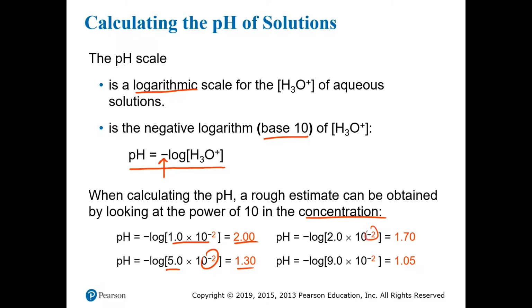Here you can see for all these examples, you have 10 to the minus 2 as the power of 10, and just varying coefficients for the concentration, and all of these pH values are within 1 pH unit of 2. Now this depends on making sure that you have the hydronium concentration expressed in proper scientific notation with a coefficient between 1 and 10. This might not always be the case when you're doing a calculation, so when you're first starting out, you should be careful with these kinds of approximations.